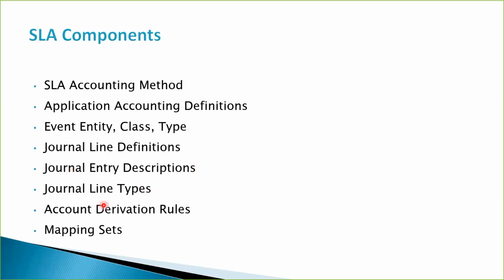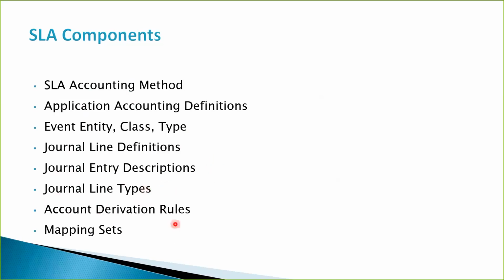Journal line types dictate how the lines in your journal will be created. They dictate whether, for example, that line will be a debit or credit line. They also dictate other things such as the type of balance. Is it an actual balance or is it a budget balance? The level of summarization for that line will also be dictated by the configurations that you make at the line type level.